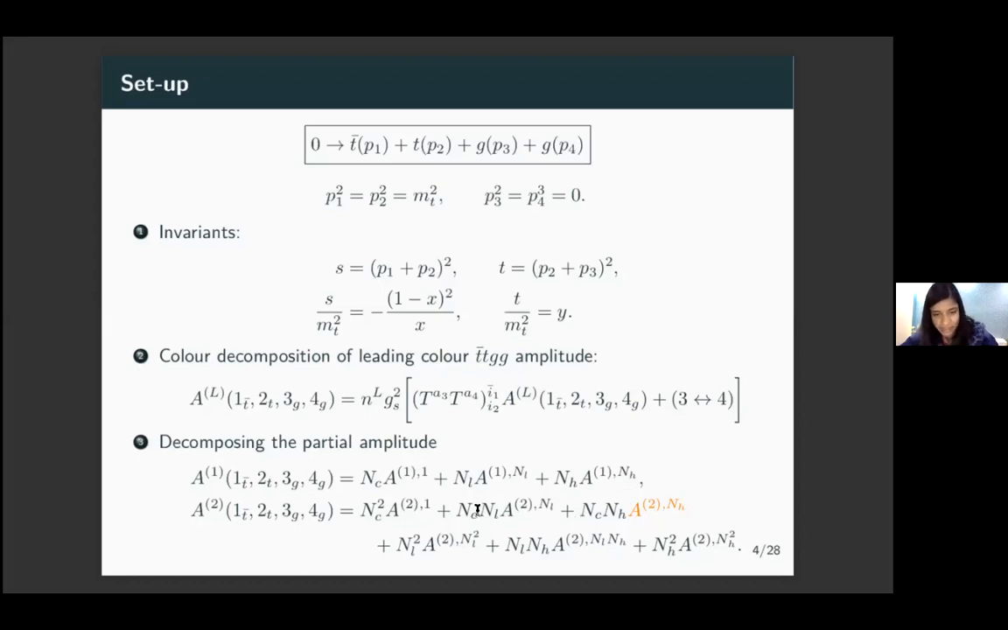So in this formula, NC, NL, and NH are the number of colors, the number of light quarks, and the number of heavy quarks. The number of heavy quarks I have is just the top quark, so it's 1. And the only non-trivial stuff in this paper was actually coming from this. And this is also the culprit for the presence of these functions, which come because of the internal masses, because of the fact that you included the internal masses. So I will be talking about these A to NH basically.